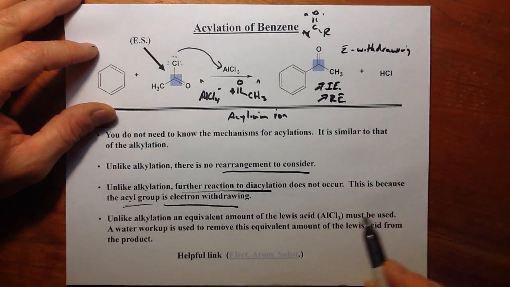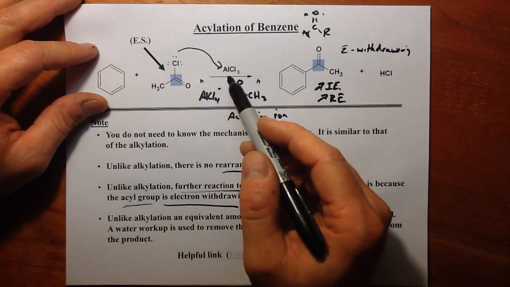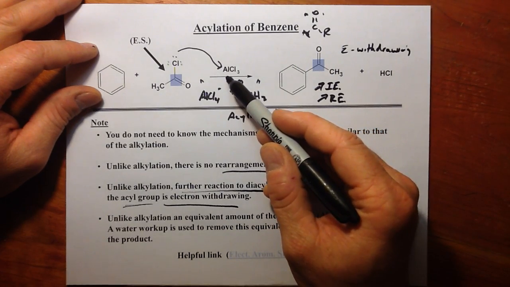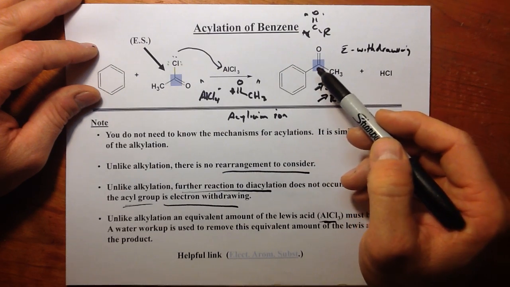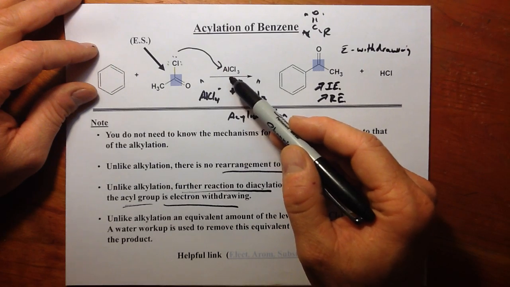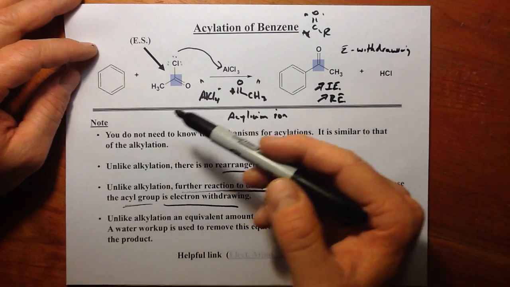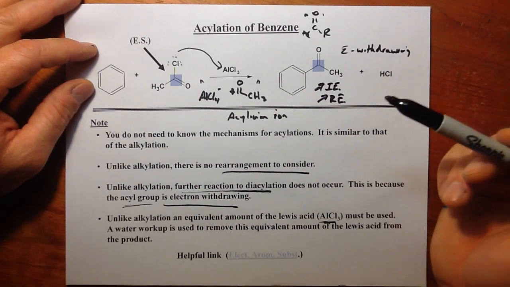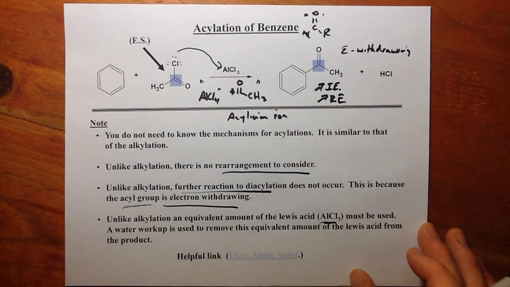One more thing. The Lewis acid that we use in acylation cannot be set to just catalytic amounts, because it tends to bind the lone pairs in this carbonyl after the reaction. We tend to need to use an equivalent amount of this. Equivalent, meaning 1 mole, 1 mole, and 1 mole. And at the end of the acylation reactions, we use a water workup to wash that Lewis acid away.